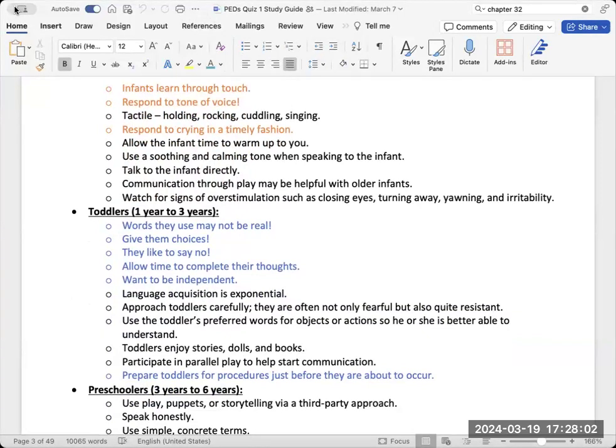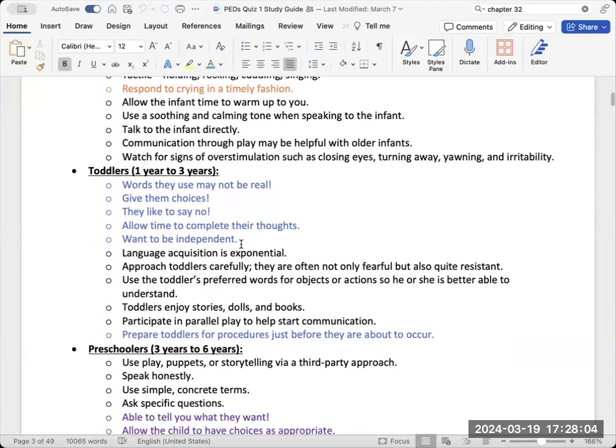Okay. The next thing is for toddlers. This is an age group between 1 year and 3 years. You do need to know the age groups. I'm telling you now, each group. She may even say, she's not gonna say toddler, she's gonna say that this is a 2-year-old child. How should you communicate with them?